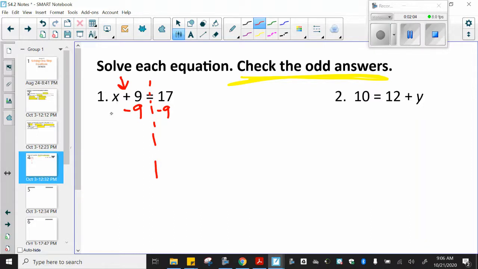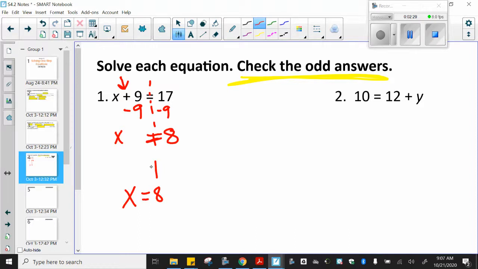X, nothing happens, stays x. Positive 9 minus 9 makes 0. You can write plus 0, but you don't need to write anything. This side is just x. This fence still has my equal sign on it. All right? 17, take away 9, leaves me 8. So we're saying x equals 8.